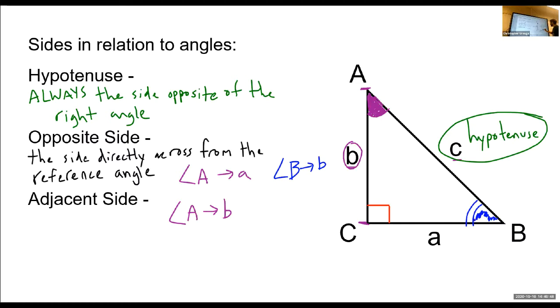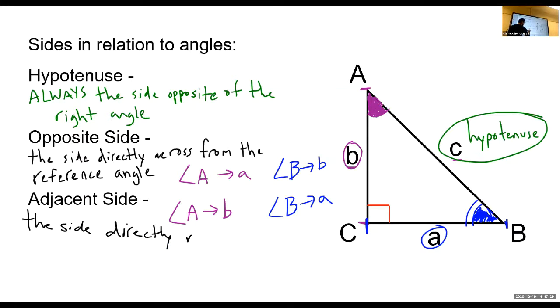And the same thing goes if we look at angle B. Well, angle B has two sides that are directly next to it: side C, which we already said is the hypotenuse, and side A. If we look, side A is the side that connects angle B with our right angle. So our adjacent side for angle B would be side A. So the definition for adjacent side, we can describe this as the side directly next to the reference angle.